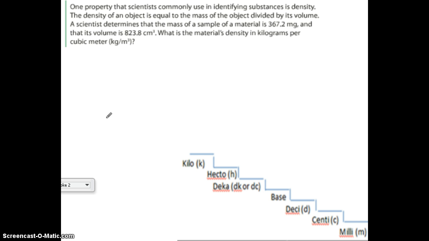All right, so the first thing we want to do is pull out what we're doing. So we want our final answer to be density, okay? And so the density is going to equal something with the units kilogram per meters cubed. Then you always write down what you're starting with.